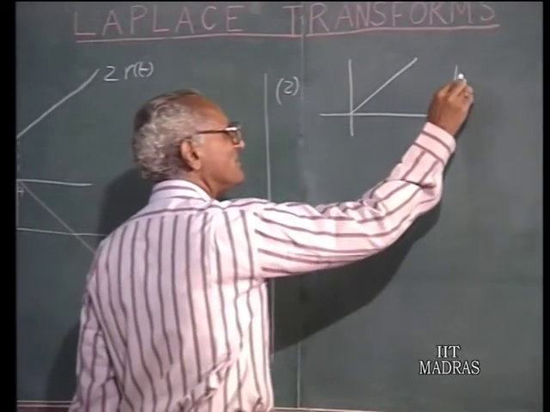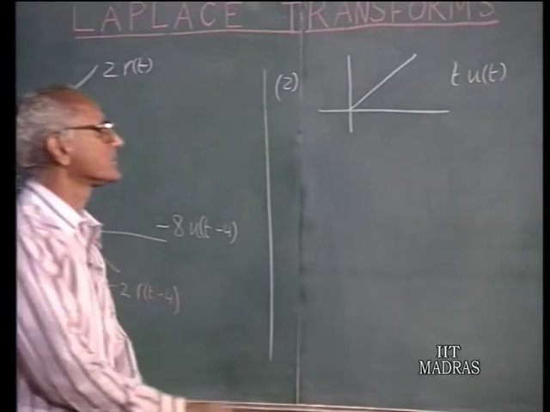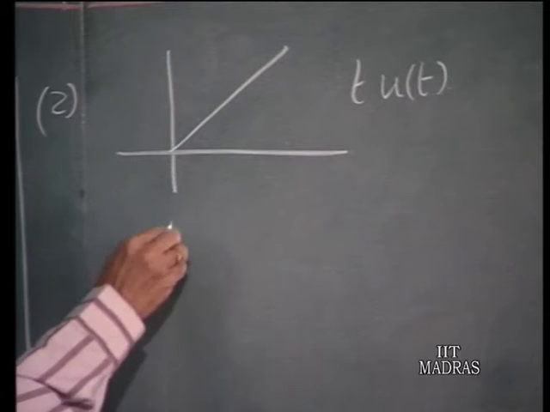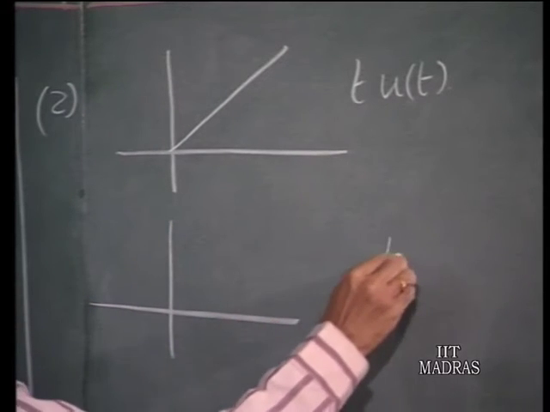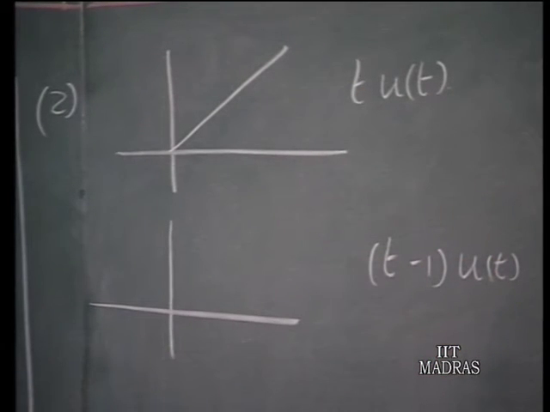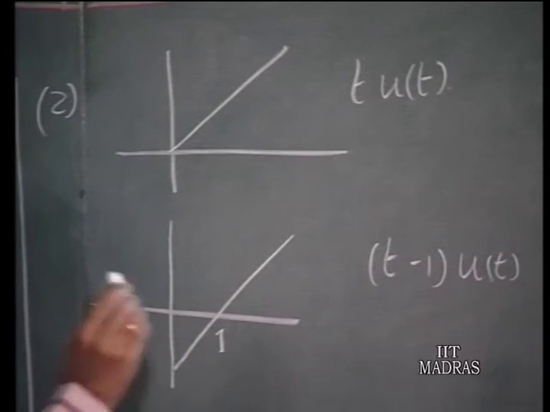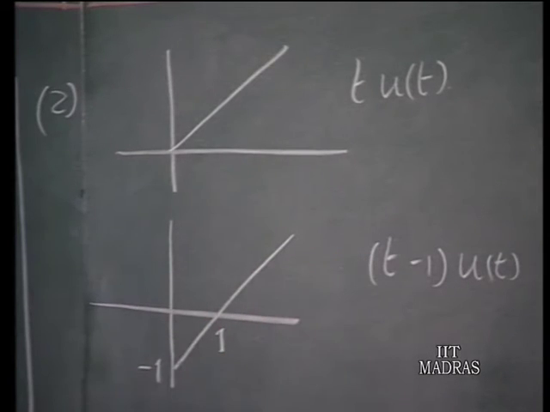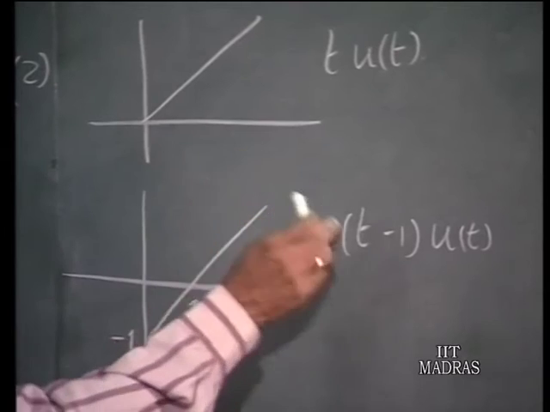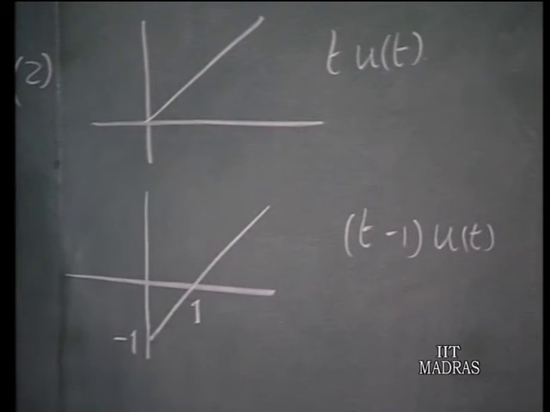This would be t u t. Suppose f of t is t, then this is t u t. Suppose I write t minus 1 times u of t. What does it mean? This is not a delayed function, because u of t has not been replaced by u of t minus 1. T minus 1 times u t would be this function. At t equals 0, it would have been minus 1. That is what it would be. The same slope, of course, but it does not start at t equals 1. This is not a delayed version of this.